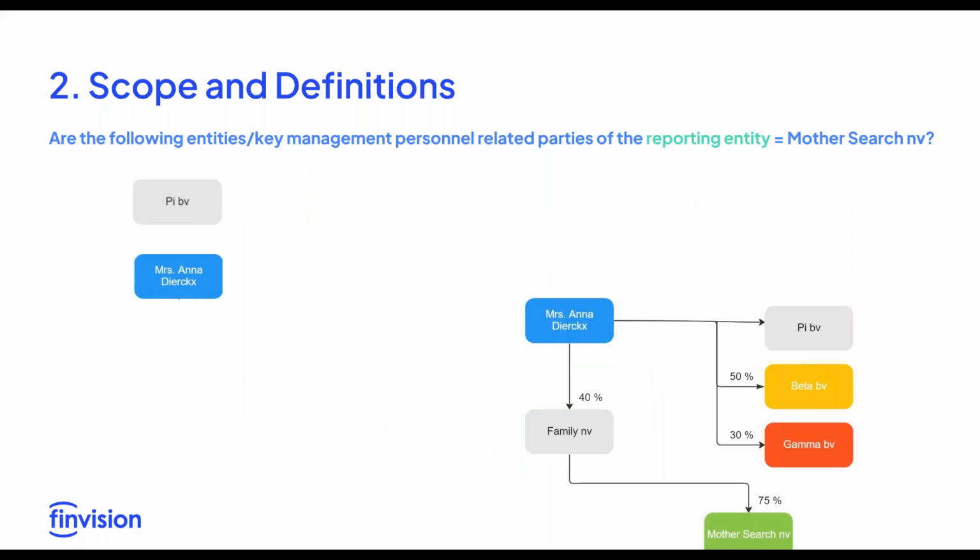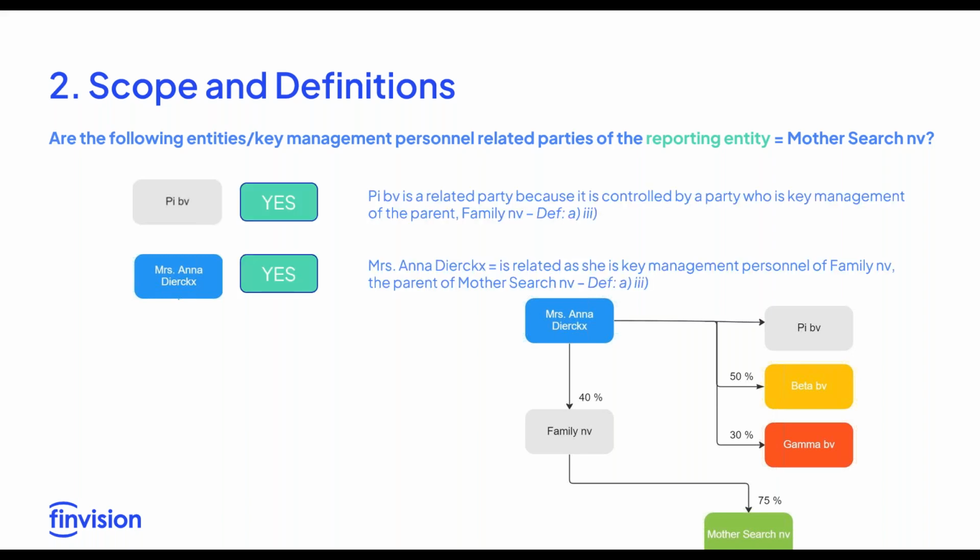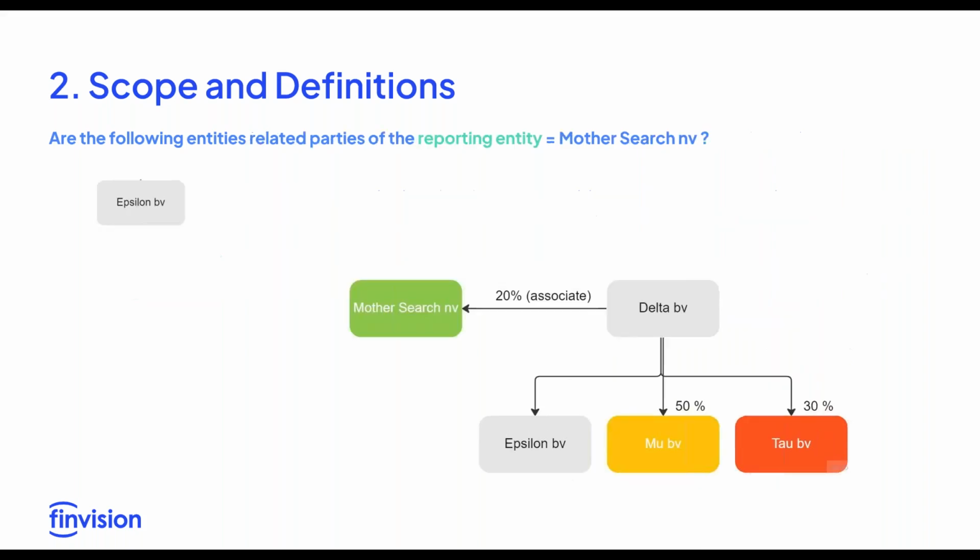In the case of PBV, that was also included in the poll, so we answered that already. Yes, it's a related party to Mother Search NV because it's controlled by Anna Dirks, and you see it here now also visual on part of the group structure. It is controlled by Anna Dirks, who is a key management personnel of the parent of Mother Search NV. And Anna Dirks thus is as well a related party because she is a key management personnel herself of family NV.